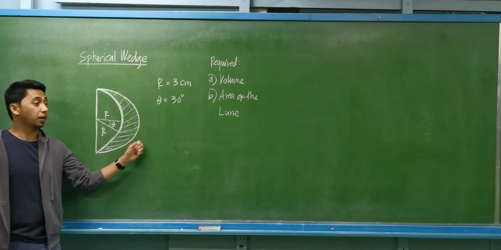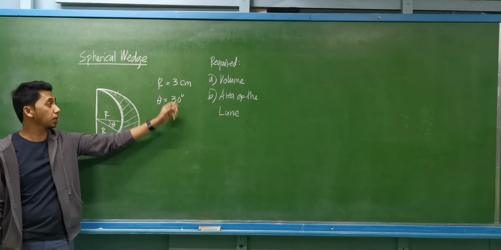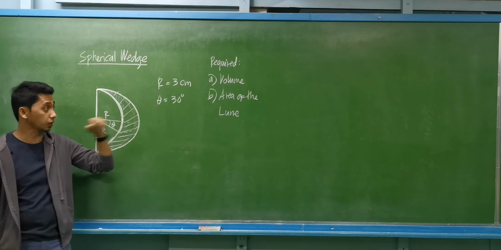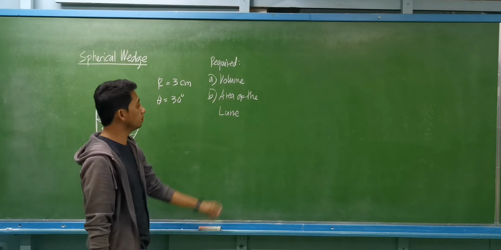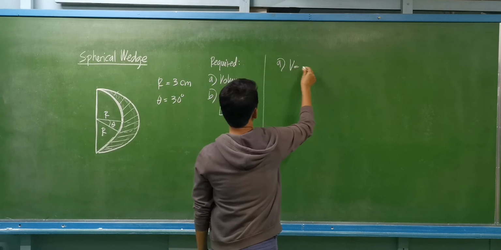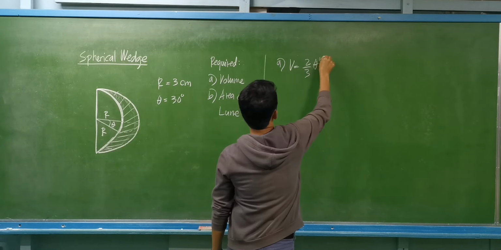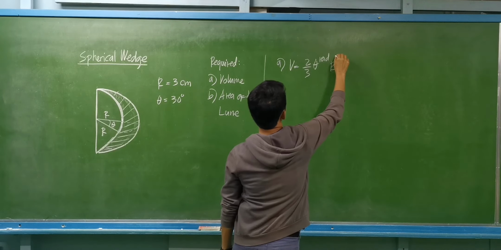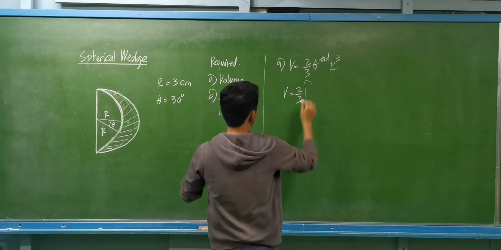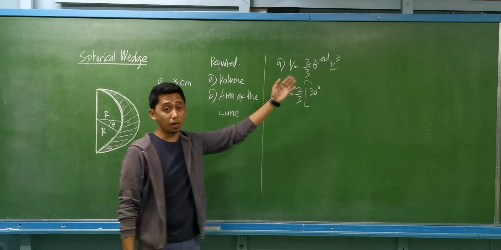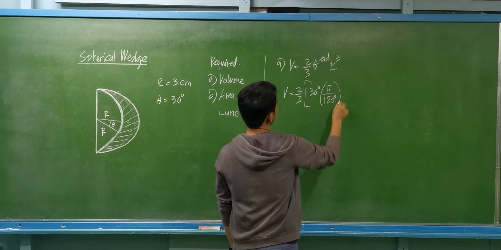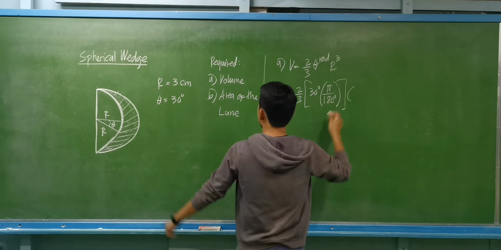For example, we have this spherical wedge where the radius of the sphere is equal to 3 centimeters, and the central angle for this wedge is equal to 30 degrees. We are required to compute for the volume and the area of the lune. Letter A, the volume of a spherical wedge is equal to 2 over 3 theta in radians multiplied by the radius cubed. So the volume is 2 over 3, our central angle is 30 degrees, which we express in radians multiplied by pi divided by 180 degrees, then multiplied by the radius cubed.